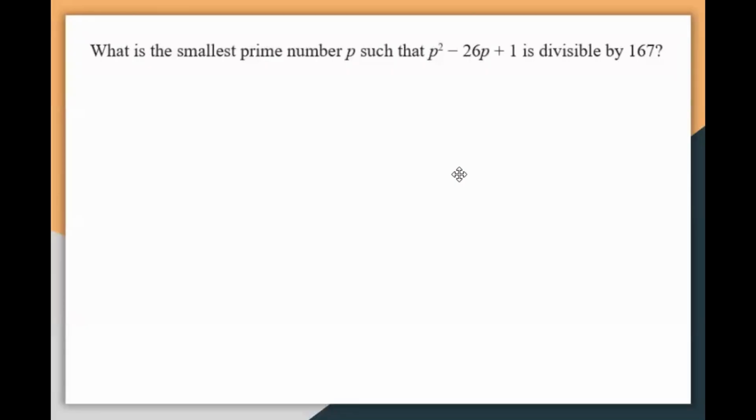So we have now another sprint test problem. This is question number 26 on the national test. What is the smallest prime number p such that p squared minus 26p plus 1 is divisible by 167?